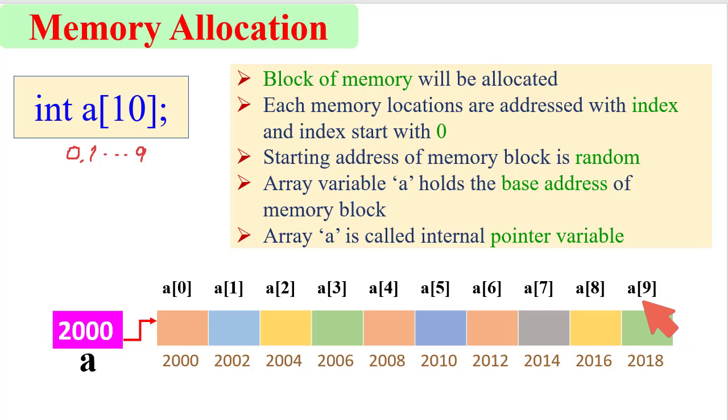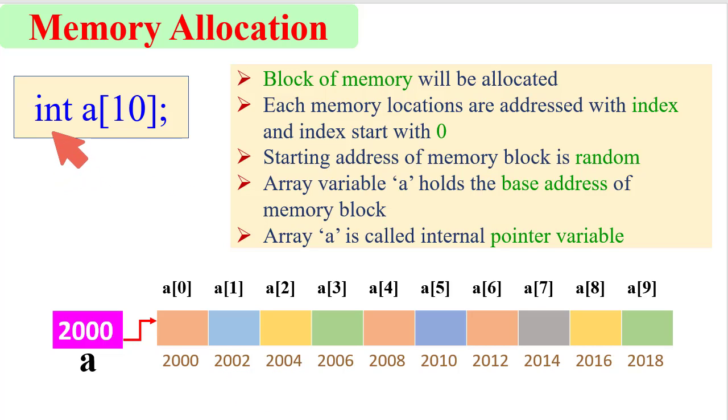Now what is the starting address of this memory block? The starting address of this memory block is always random. It is not user defined, it is defined by the C compiler. For this example, say the starting address is 2000. What is the next address? The next memory location address must come after 2000, maybe 2001, 2002, 2003 and so on, because the memory locations are contiguous.